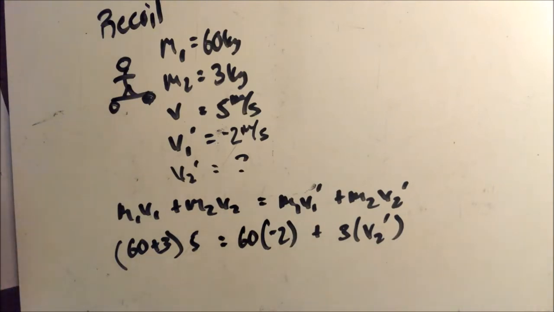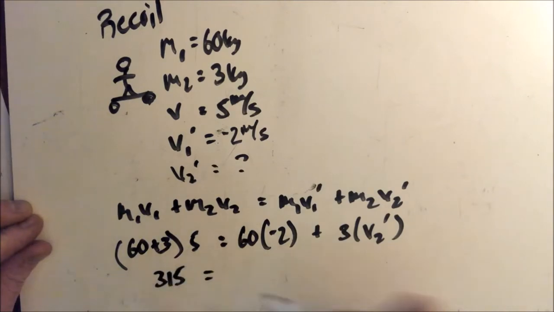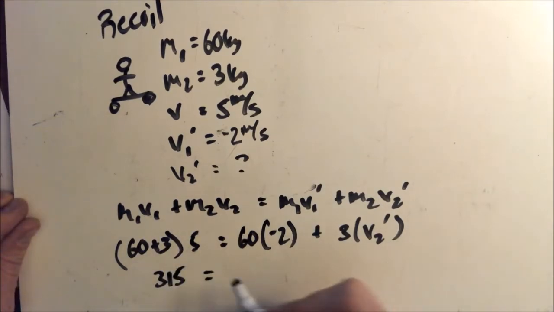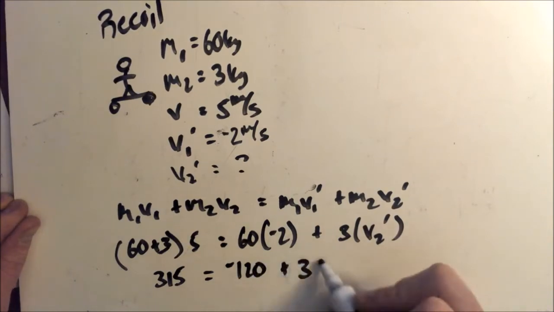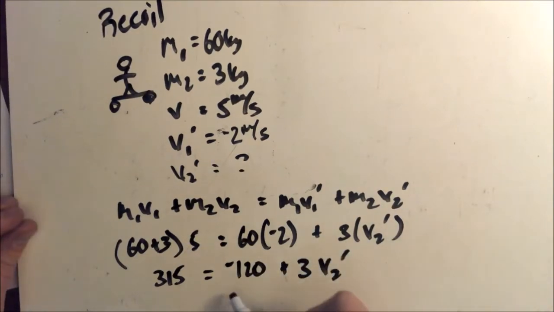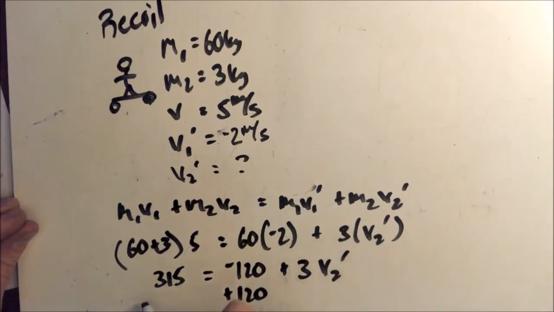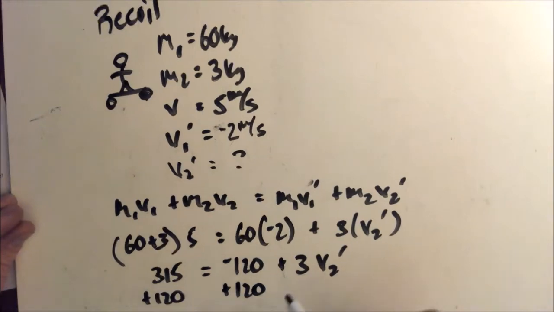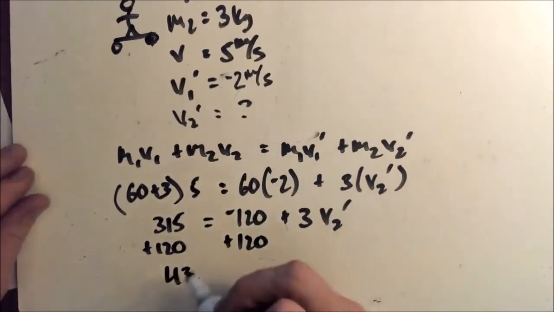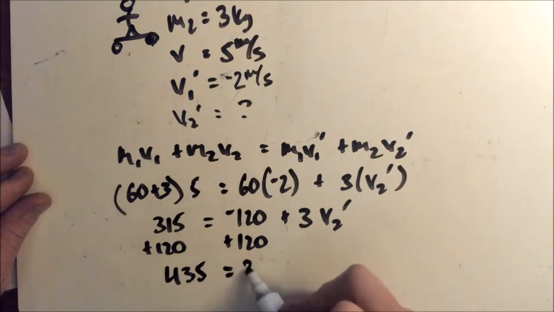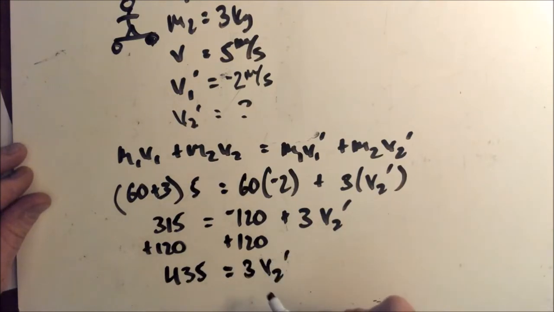So 63 times 5 is 315, equals 60 multiplied by -2 is -120, plus 3 times whatever v2 prime is. Add 120 to both sides. 435 equals 3 v2 prime. Okay, divide both sides by 3.